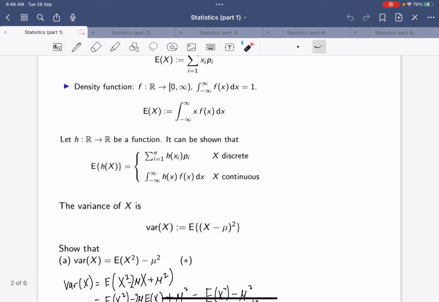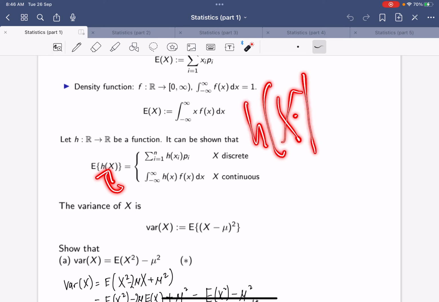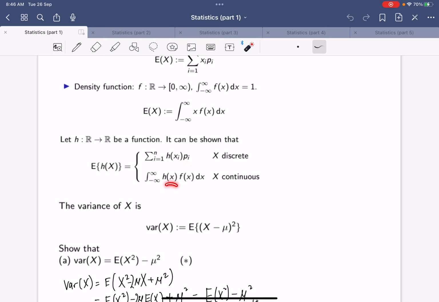And thus, it can also be shown that if you replace the random variable with a function of x, hx, which is now a random variable, its expectation will just be the value hx times the probability, so the sum of hx times fx.